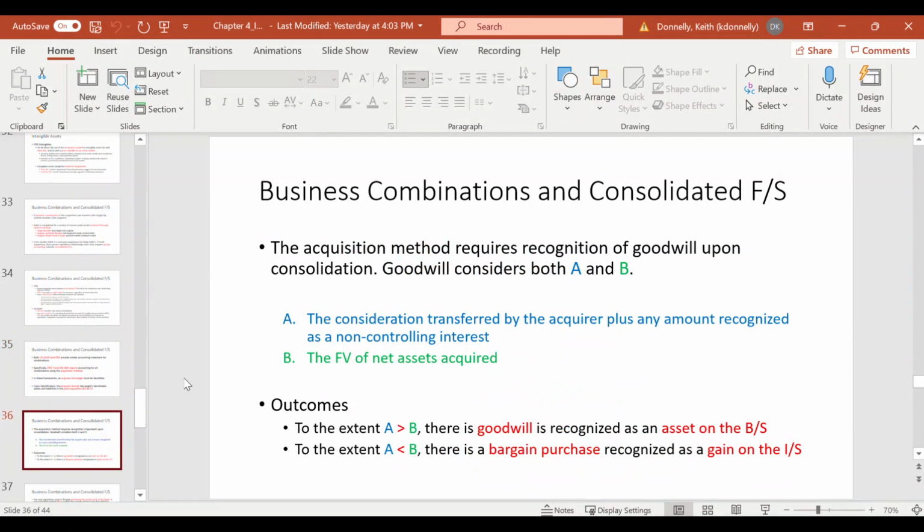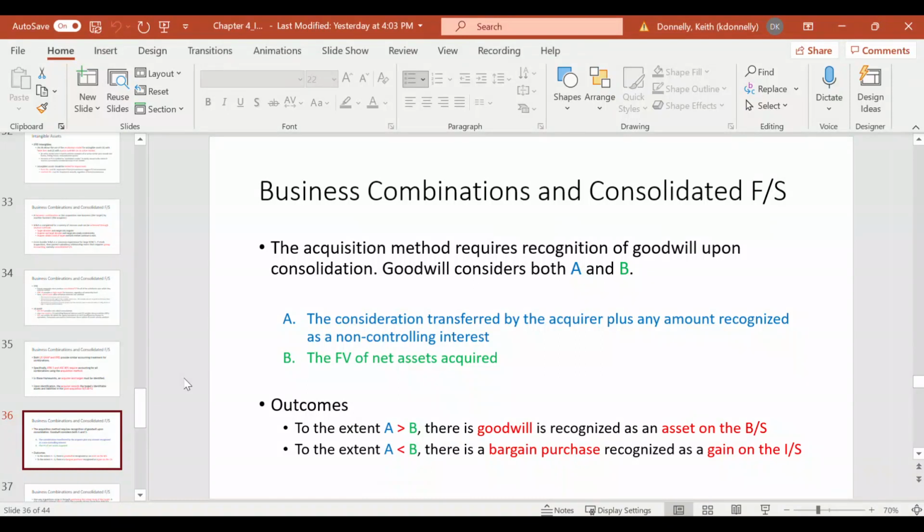So continuing with it, the acquisition method is going to require recognition of goodwill upon consolidation. Goodwill is essentially like the favorable reputation of a business. It's a type of intangible asset. And when we're talking about goodwill for accounting purposes, we're really going to consider two things. I have A and B here. A is the consideration transferred, so what we paid, as well as any amount recognized as a non-controlling interest. And B is the fair value of the net assets acquired.